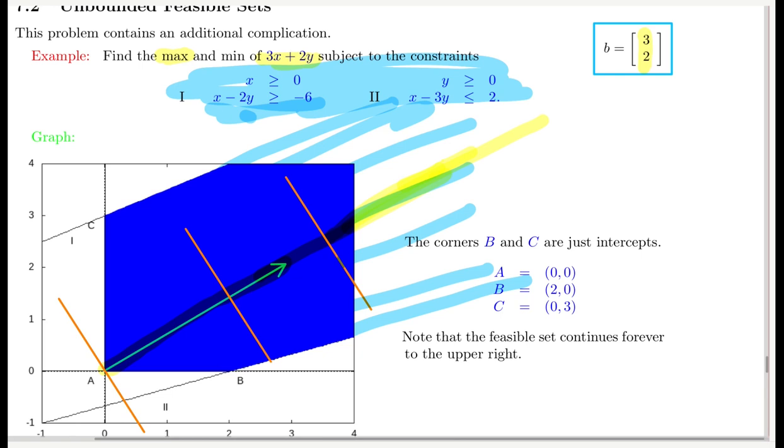However, if you were looking for the minimum, you could do that. For the minimum, you want the point in the blue feasible set that extends farthest in the opposite direction to the objective vector, and that would be this point. Once again, it would be (0, 0).